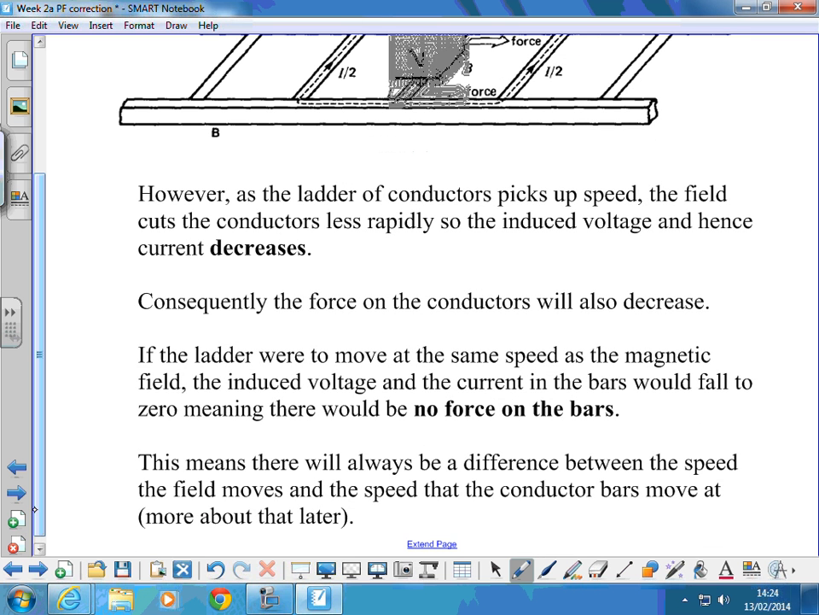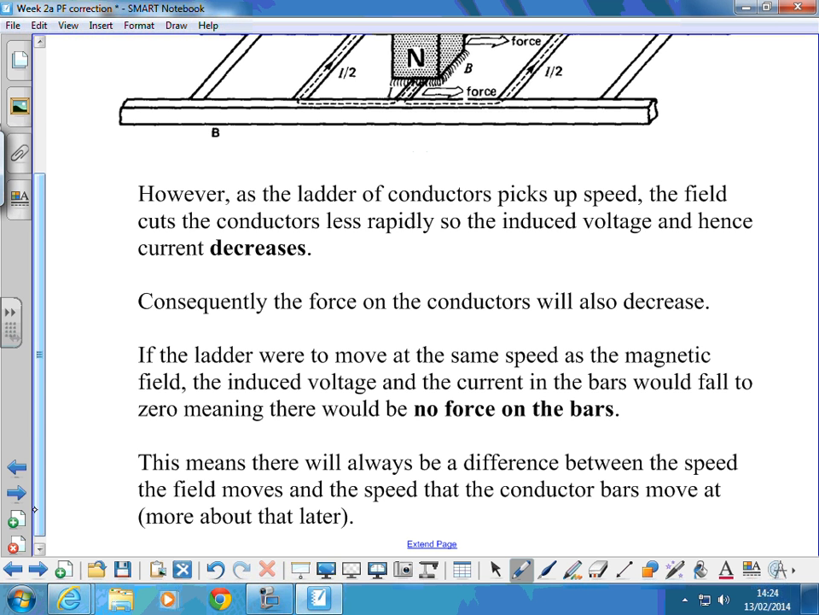Consequently, the force on the conductor would decrease. If the ladder were to move at the same speed as the magnetic field, the induced voltage and current in the bars would fall to zero, meaning there would be no force on the bars and no movement. This means there will always be a difference between the speed that the magnetic field is moving and the speed at which the conductor bars move. And we'll have more about that later. So it's a significant part of the way an induction motor works.